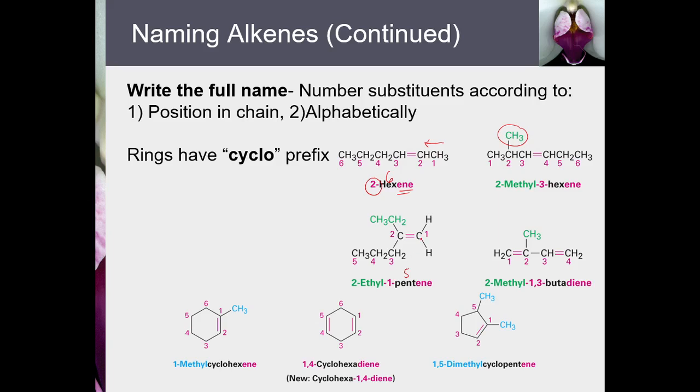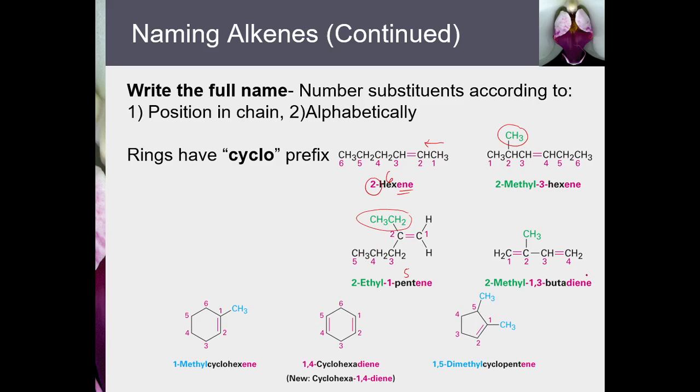The number 1 here gives you an idea that the double bond is between 1 and 2. And then you have a substituent here. The substituent is an ethyl: met, eth, so ethyl, at carbon position number 2. So that's why it's 2-ethyl-1-pentene.